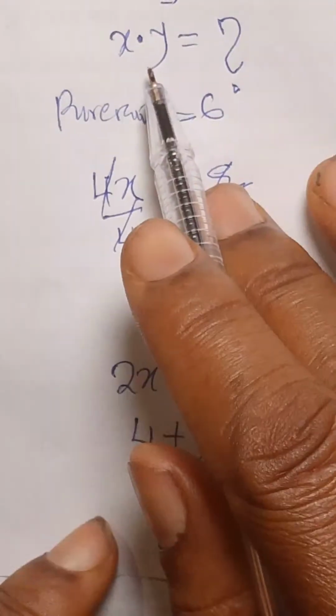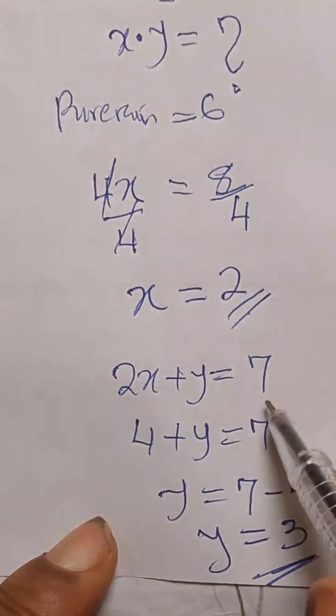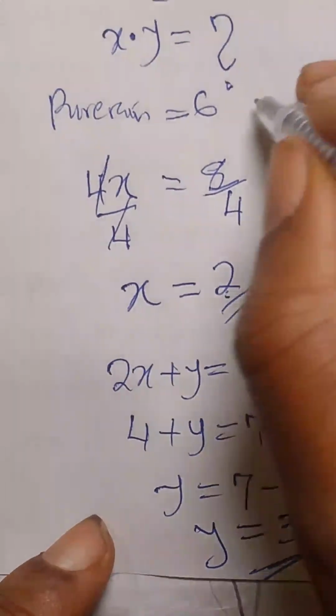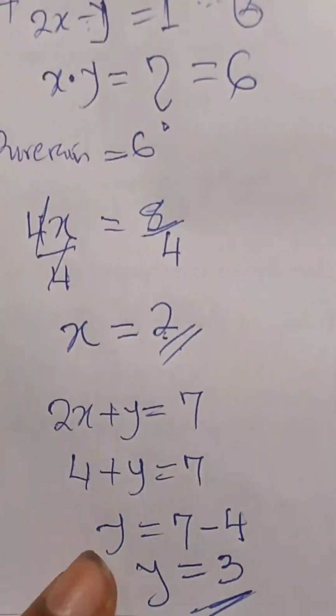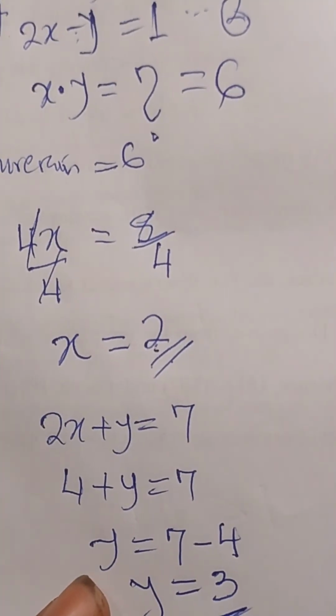And we are asked to find x times y. That is 2 times 3. So the answer is 6. The answer to the question is 6. Thank you, Purin, for solving this correctly. So go to the next question, please.